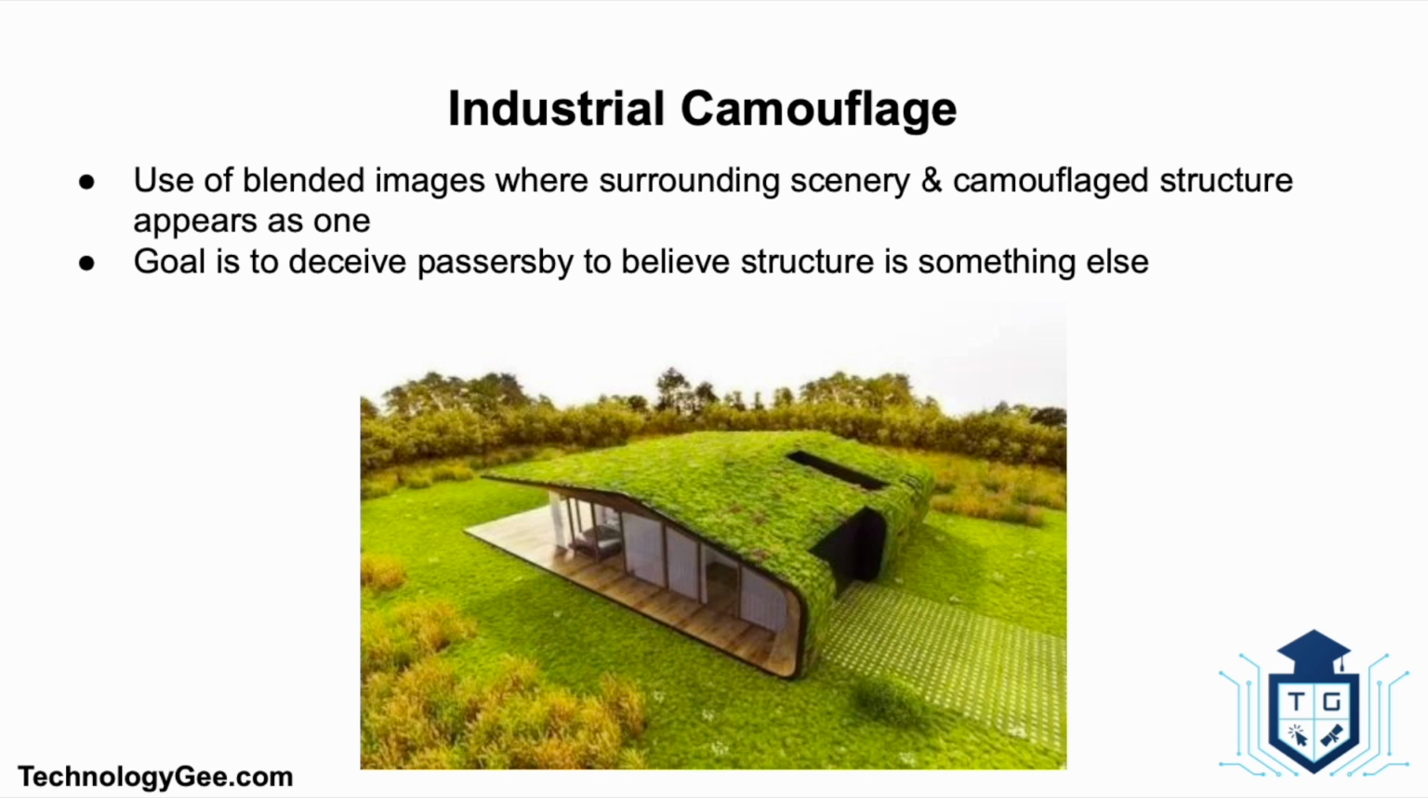Next, we have industrial camouflage, and this is the use of blended images where the surrounding scenery and the camouflage structure appear as one, with the goal to deceive passersby to believe the structure is something else entirely. So for example, roofs are sometimes planted with grass or even with small shrubs that match their surroundings, or even trees to provide even better concealment and natural irregularity of light and shadows.